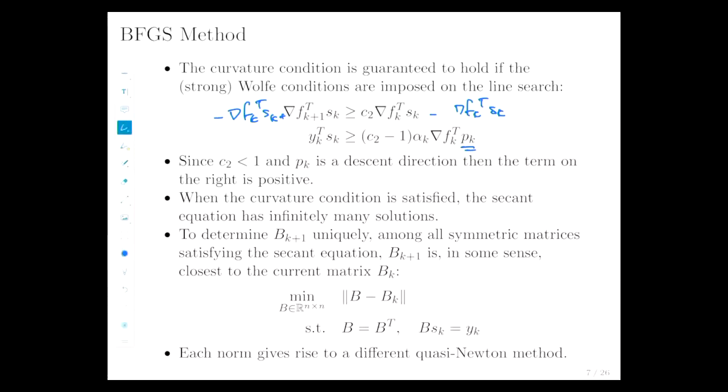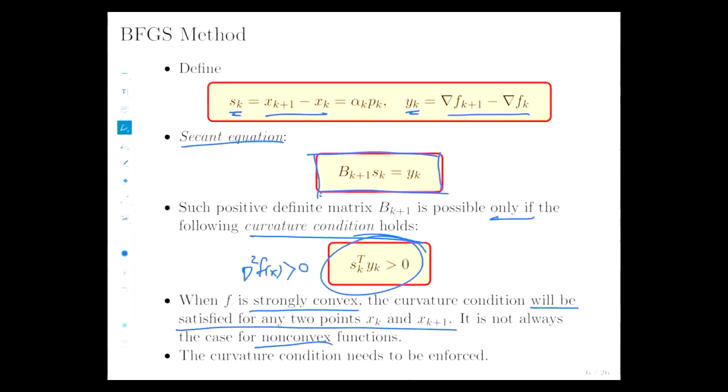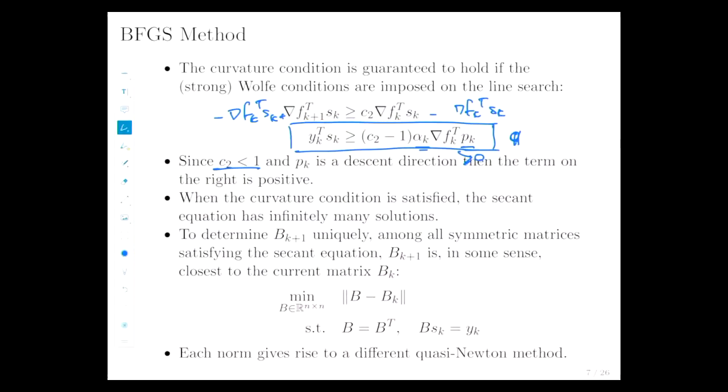So if I now write it in terms of p_k, because s_k is alpha p_k, this together is s_k, and I end up getting this other condition. In the Wolfe condition, we enforce c2 to be less than 1. And because p_k is a descent direction, the term on the right is always positive. So we have the curvature condition satisfied.